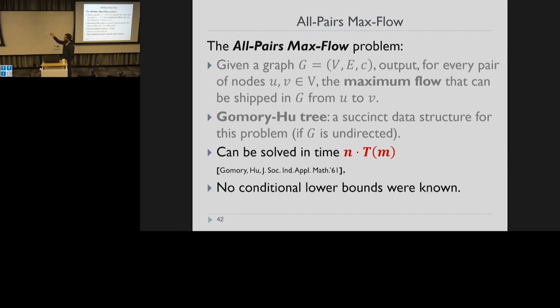So this tree, Gomory and Hu showed in 1961 that it exists. It's not obvious that this tree exists even, right? So they showed it exists, and also they showed that it can be found in the time of n applications of maximum flow between a single pair. So this is T of m, where m is the number of edges, the time of maximum flow between a single pair of nodes. You apply it n times, and this is the running time.